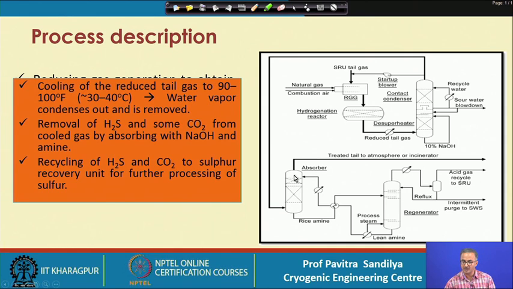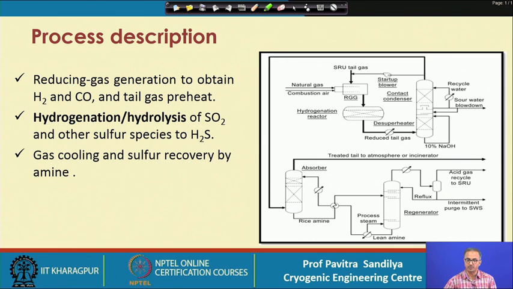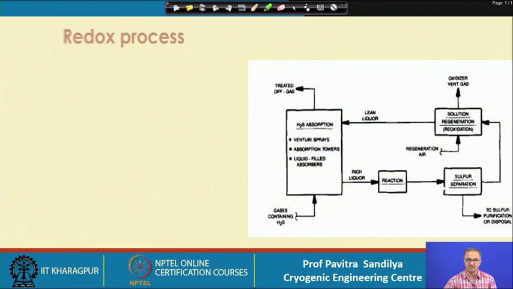So, here this treated gas is taken to atmosphere or incinerator, and here we are getting this acid gas recycle, and this is going to the sulfur recovery unit. So, this is the overall process description for the tail gas treatment.